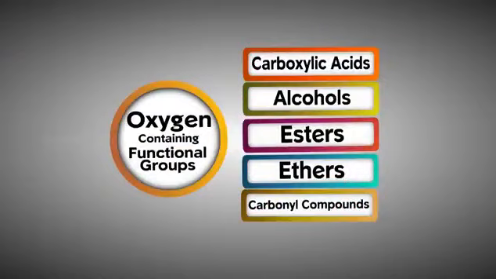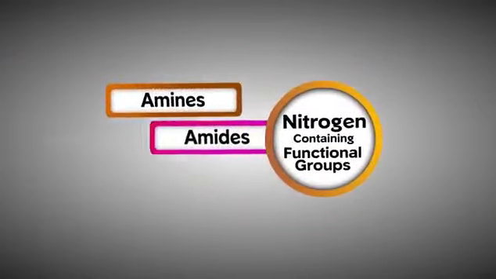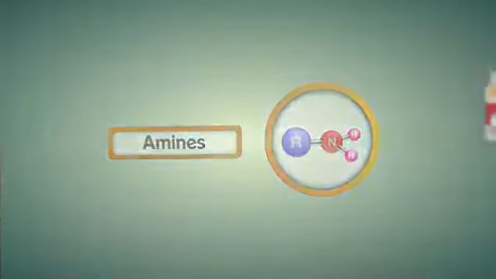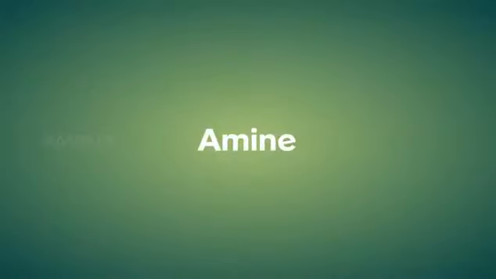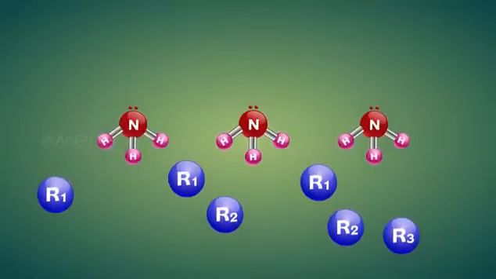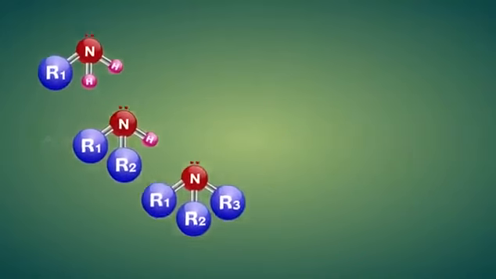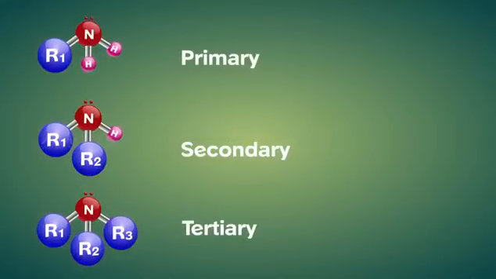We will now learn about those functional groups that contain nitrogen, and that is amines, amides and nitro compounds. Amines. Some of the alkaloid drugs such as nicotine and caffeine contain the functional group called amine. Generally, amines are organic derivatives of ammonia in which 1, 2 or 3 hydrogen atoms have been replaced by hydrocarbon groups. Further, amines are classified as primary, secondary and tertiary depending on the carbon groups connected to the nitrogen atom.